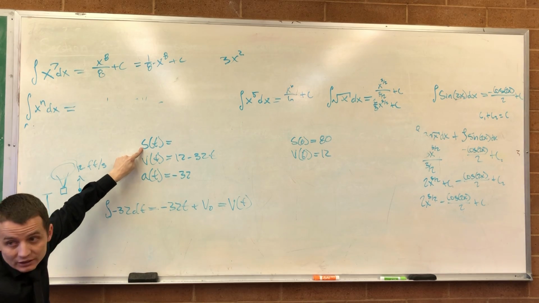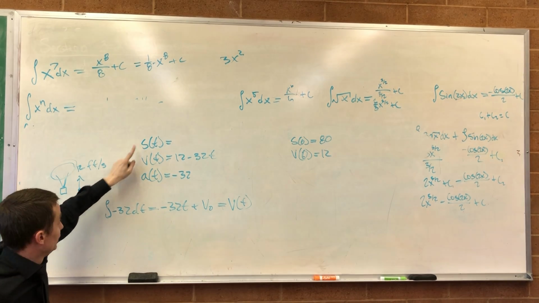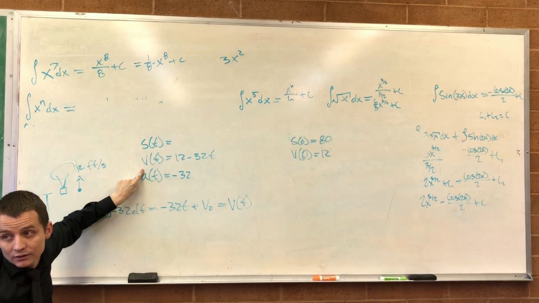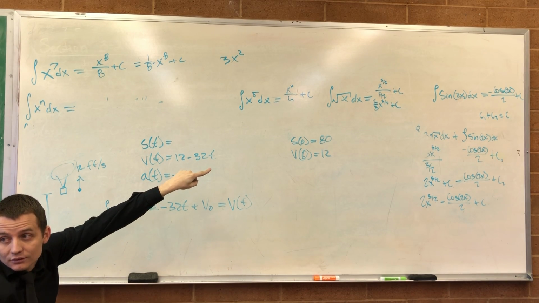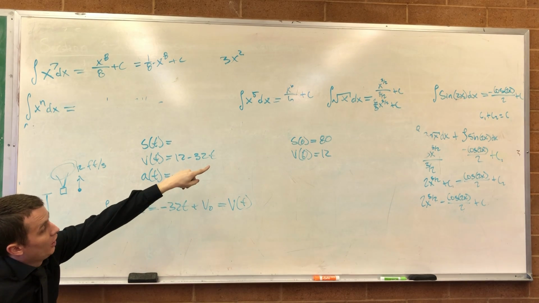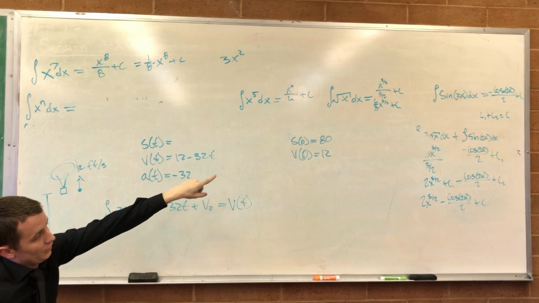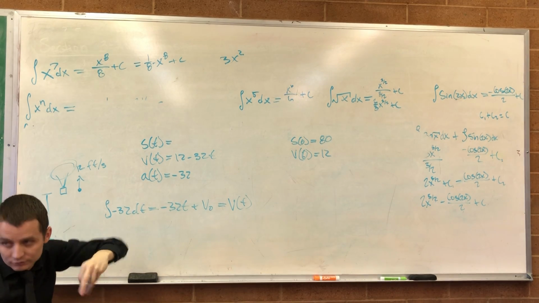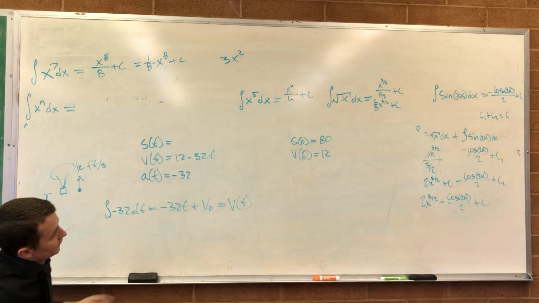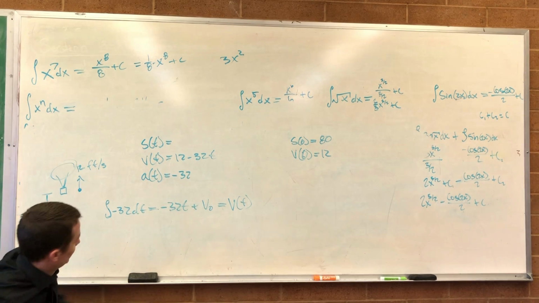Now we need s of t. Well, s of t is going to be the integral of v of t, and then we'll use that to get our constant. And just terminology, we call the fact that s naught, or s of 0, is equal to 80 and v of 0 is equal to 12, initial conditions. So when we look at our initial conditions, you know what I'm talking about.